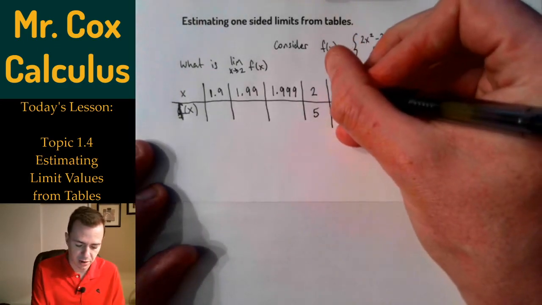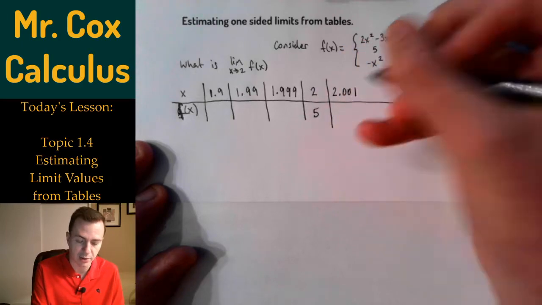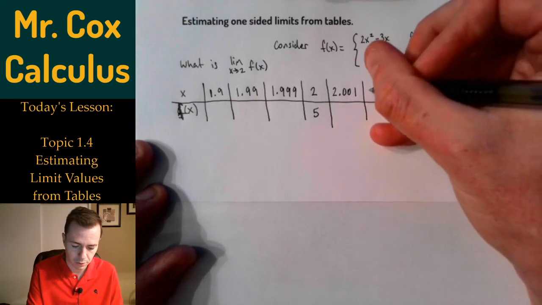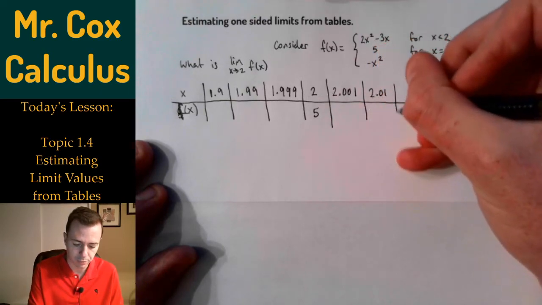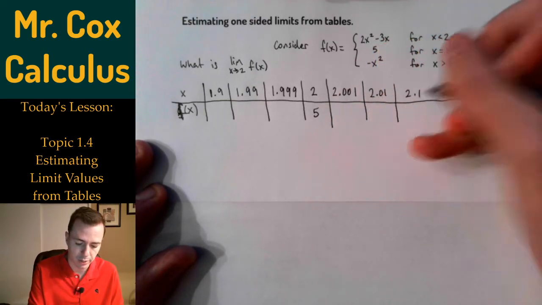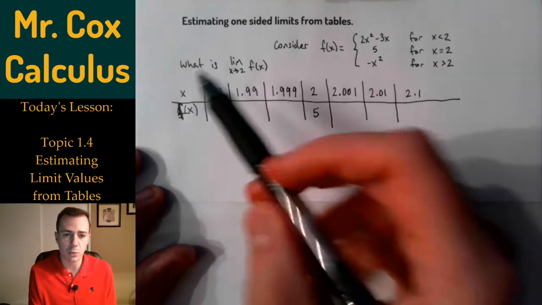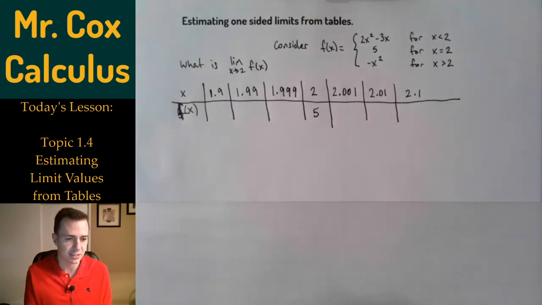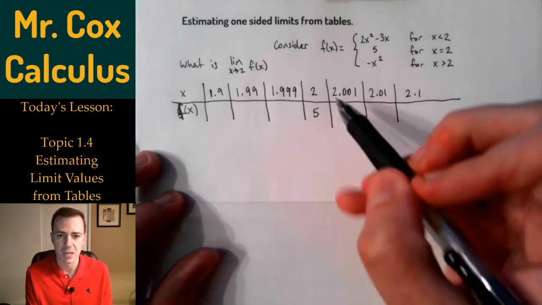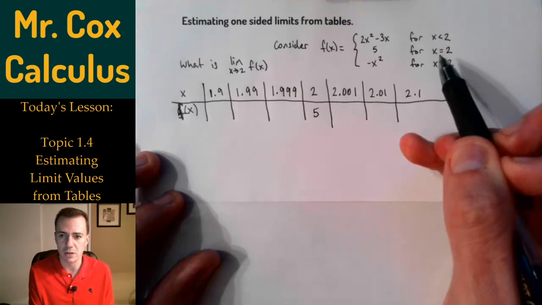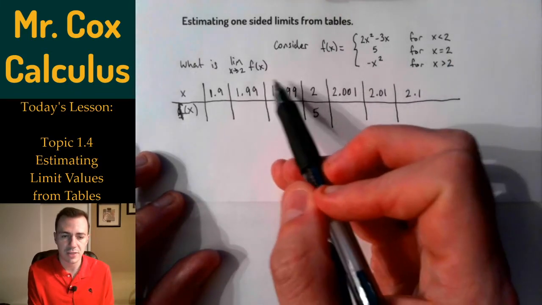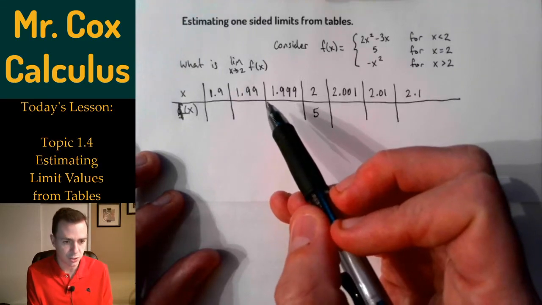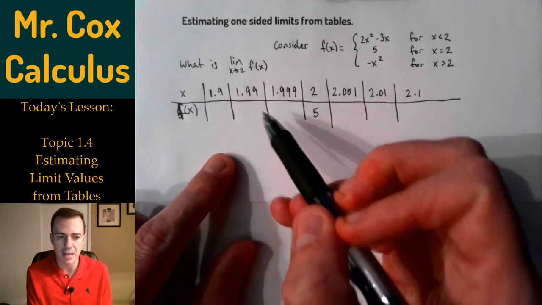And then I also want to kind of reflect this and mirror what I had going from the other way. So 2.001, 2.01, and then 2.1. And so what I'm going to do is plug these into this function and then come up with the values and see if we can say something about the limit. Well, for x equals 2, we already knew the function was 5. For these values over here to the left of 2, those values are less than 2, even though they're getting close to 2. They are less than 2.